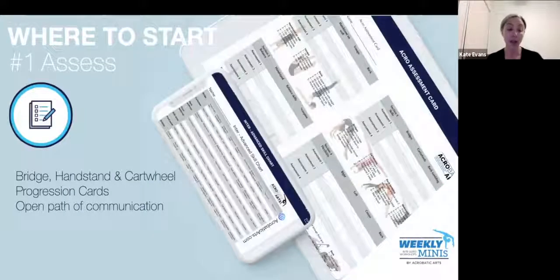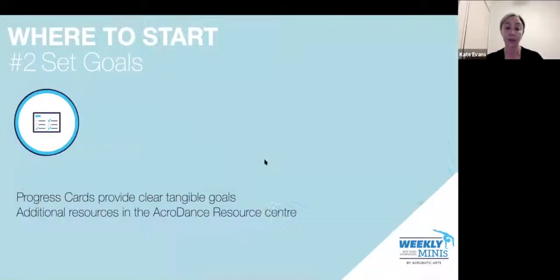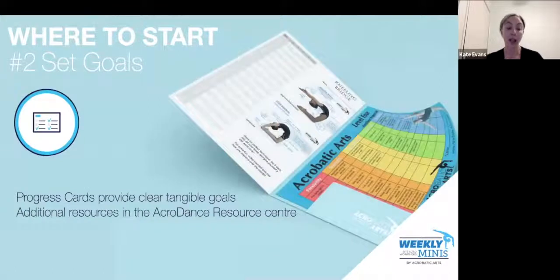One of the first things you should do when assigned to a multi-level class is determine the needs of the individual students. If possible, this should be done before the first class. A quick and efficient way to assess your students is to look at their bridge, handstand, and cartwheel technique. The progression cards in acrobatic arts are a great tool for assessment as well as goal setting. They also provide regular feedback to the parents on their students' progress throughout the term.